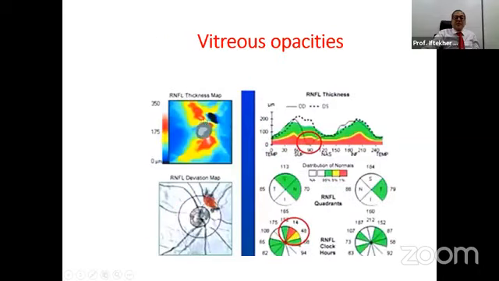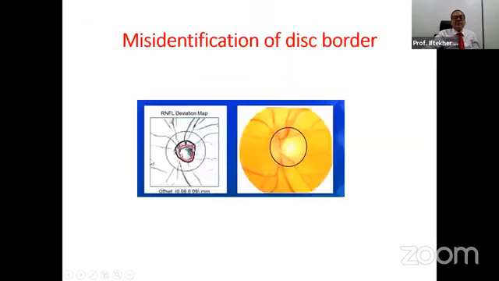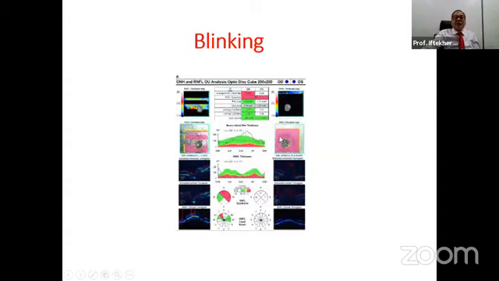This is the media opacity. Here we see the media opacity, black areas, in the thickness map and the nerve fiber layer, so media opacity can affect the quality of the printout. This is the tear film, where the lower meniscal tear film can affect the OCT. This is the misidentification of the disc border. In high myopia, we know the optic disc is tilted, so the OCT machine cannot identify the disc border. This is the blinking effect on the OCT.